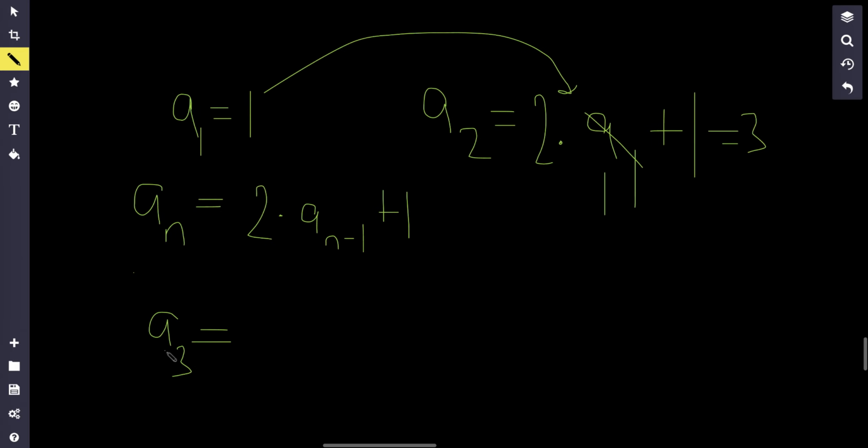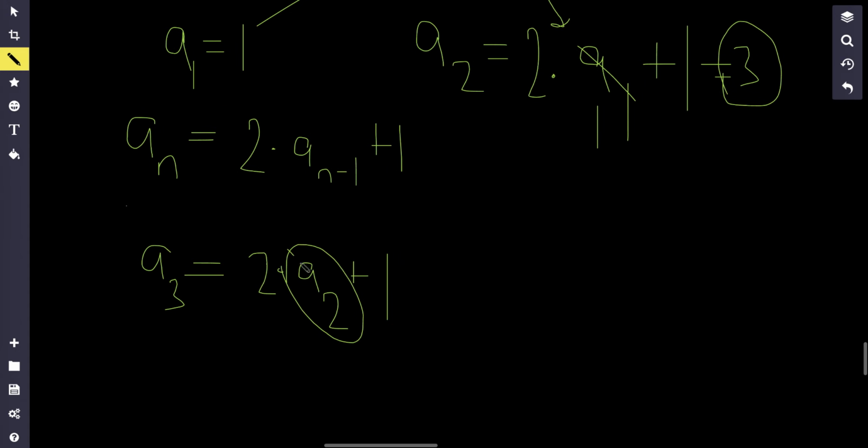Now let's find a sub 3. So a sub 3 is going to be equal to 2 times a sub 3 minus 1, so 3 minus 1 is just 2, and it's going to be plus 1. Now that we know that a sub 2 is equal to 3, now that we know the previous term, we can find out a sub 3, which is equal to 7.